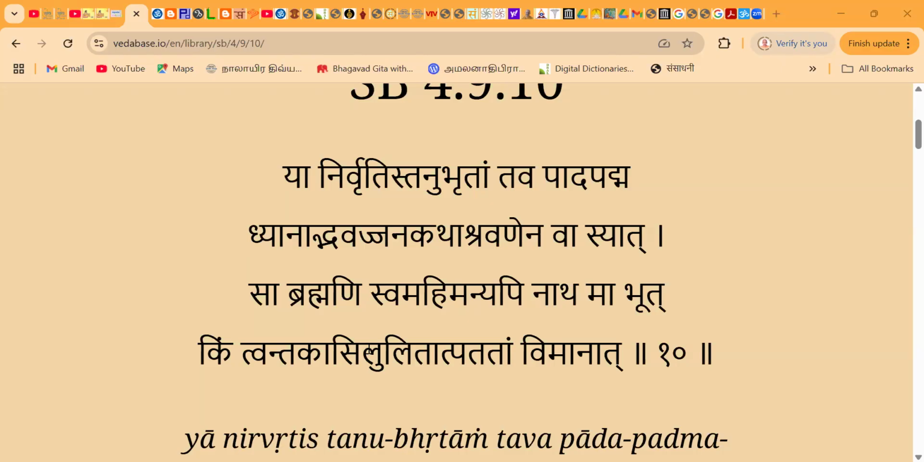Because the happiness in the heavenly planets will anyway get destroyed after the pious credits are over. Kshine punye martyalokam vishanti. So Brahmananda is eternal. Kaivalya Mukti is eternal. But the happiness from bhakti is much superior to the happiness from Kaivalya Mukti. Then what to speak of it? You don't even have to ask about the bliss in Swargaloka, because it is anyway temporary.